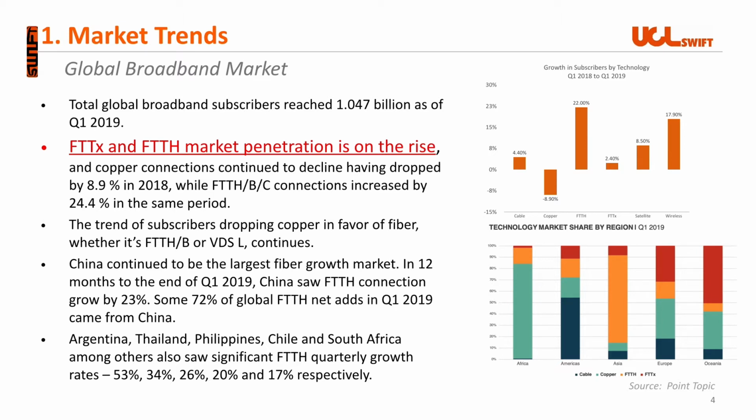China continued to be the largest fiber growth market. In the 12 months to the end of the first quarter of 2019, China saw FTTH connections grow by 23%. Some 72% of global FTTH net adds in the first quarter of 2019 came from China. Argentina, Thailand, Philippines, Chile and South Africa, among others, also saw significant FTTH quarterly growth rates: 53%, 34%, 26%, 20% and 17% respectively.